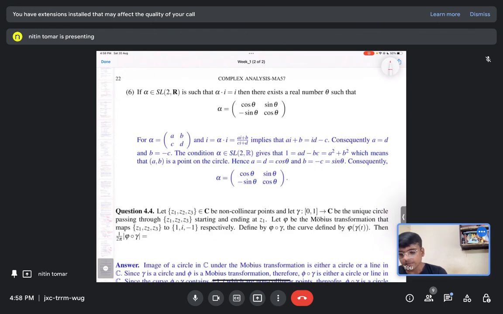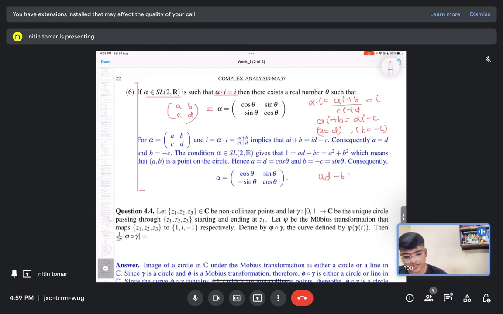Now this question is, if alpha belongs to SL2R such that alpha dot iota is iota. Now what does alpha dot iota mean? Let alpha be the matrix a b c d. Now what is alpha dot iota? It will be ai plus b upon ci plus d. And if it is iota, then ai plus b is di minus c, right? Cross multiplication, then you compare the imaginary parts, then a equal to d and b equal to minus c.